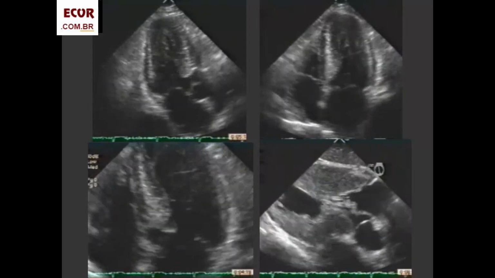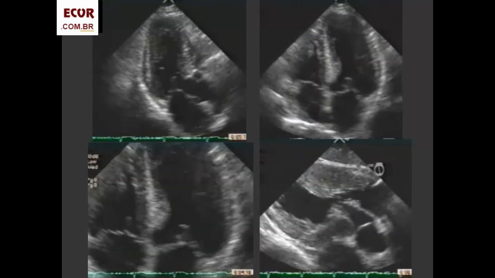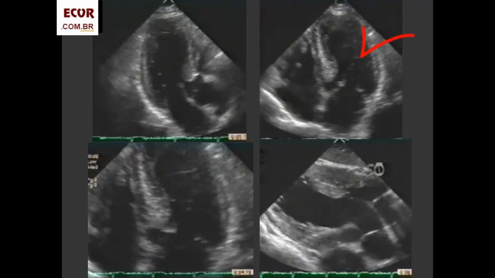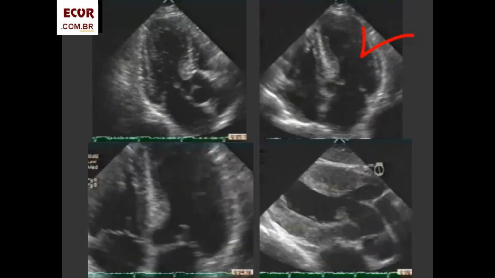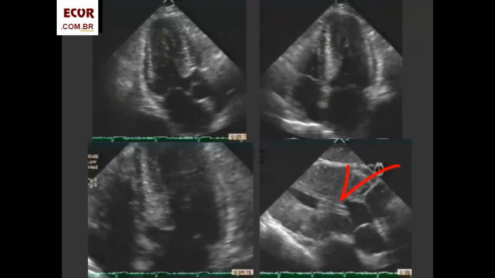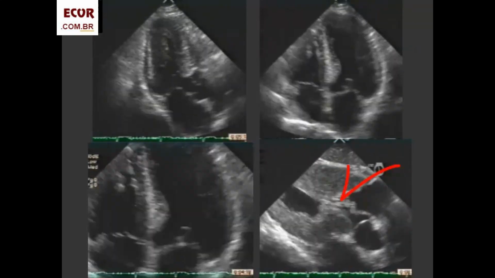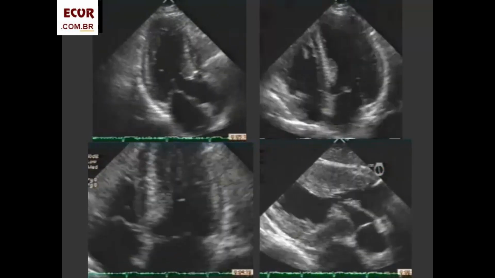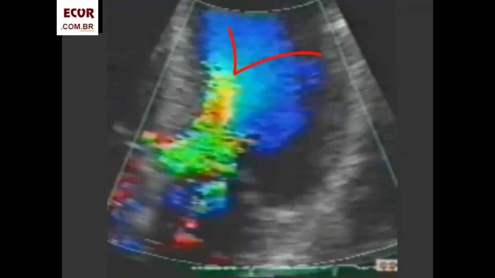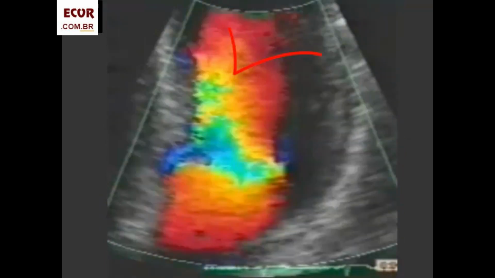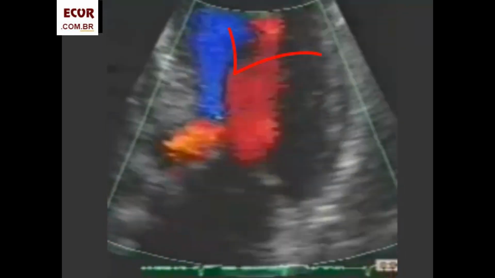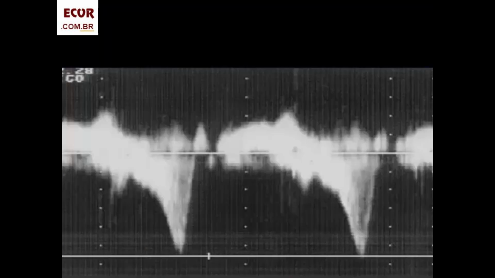As we can see in this case, there is an important IVS hypertrophy, and the mid-ventricular left ventricular cavity seems to obliterate right here during systole. This TEE shows it clearly in this transgastric long axis. The cavity occlusion is in the mid-ventricle, not apical and not in basal region. The flow velocities are increased already in mid-ventricle.